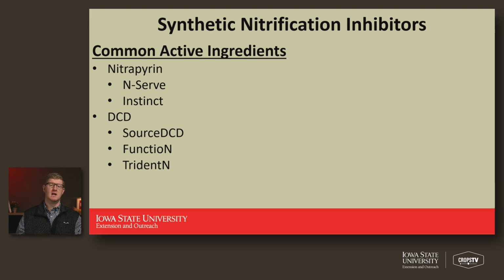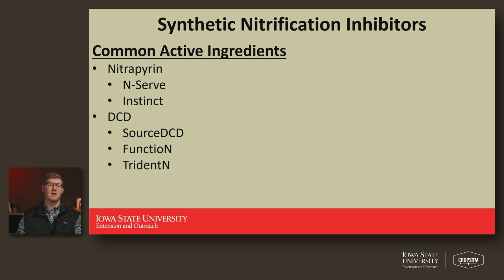So, for instance, here, the products that you see listed. Source DCD would be a product that only has this DCD molecule in it as the active ingredient. But then you move down to Function, and that would be the DCD molecule plus some sulfur. They don't really say how much sulfur, but if you're looking to add sulfur to your system and you want to use a DCD product, maybe this is a good choice. And then finally, there's this Trident N product. This product is actually DCD plus a urease inhibitor known as NBPT.